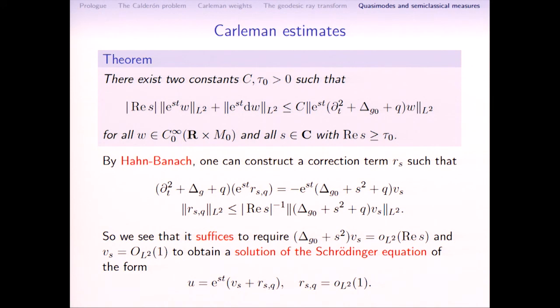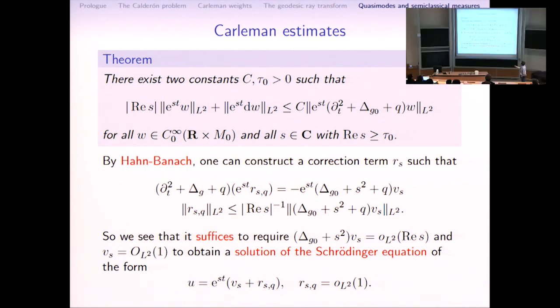So you can forget about this term, but you control the L2 norm by this, which is going to be small if you take W to be an approximate solution, and what you gain is one power of the real part. Okay? So this will tell you that this will be small when this is bounded. Okay?